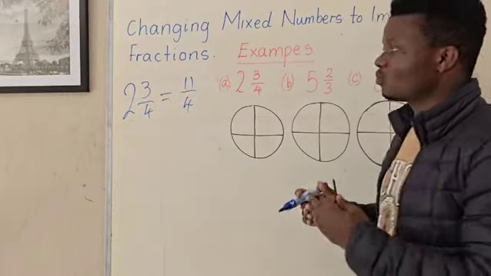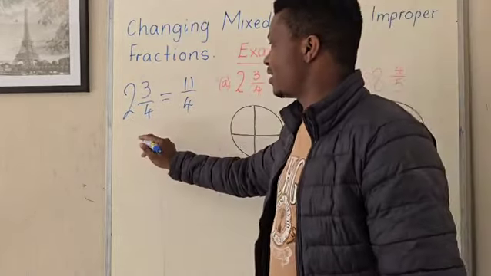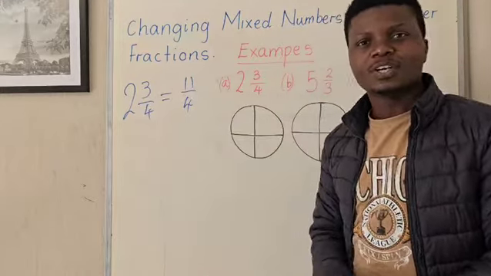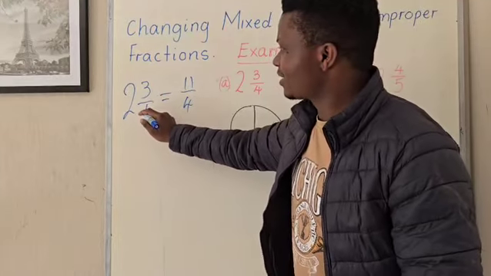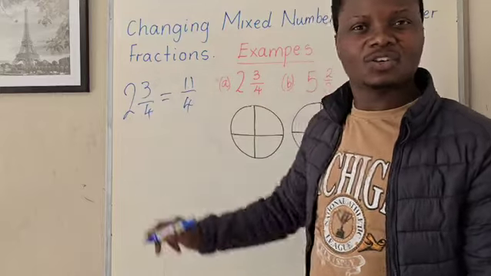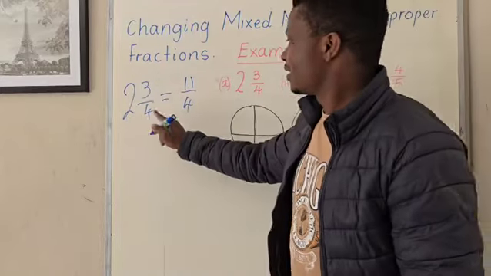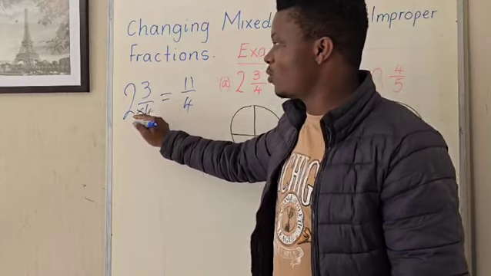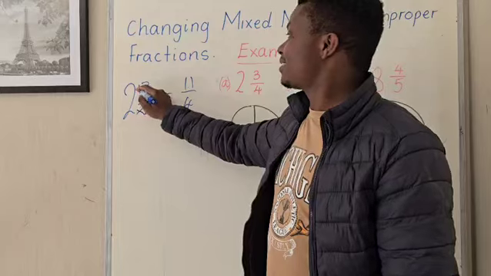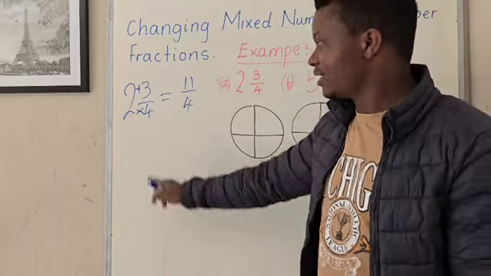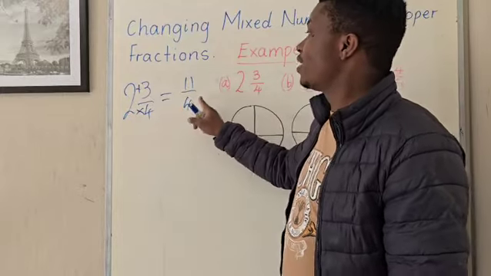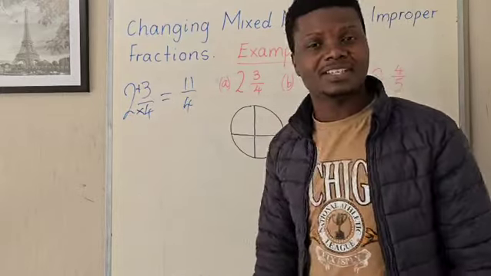So what do we do to change a mixed number, 2 and 3 over 4, to 11 over 4? What we simply do is we multiply the denominator by the whole number, plus the numerator. That's simple. Denominator times the whole number, so 4 times 2, that's 8, plus the numerator. 4 times 2 is 8, 8 plus 3 is 11, all over your same denominator, 4.